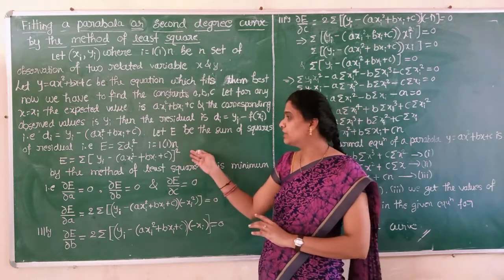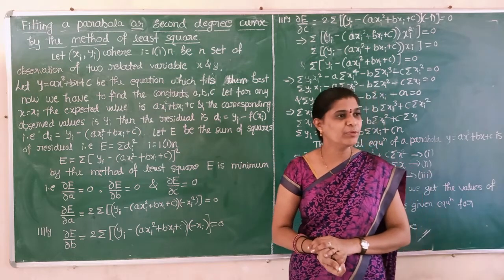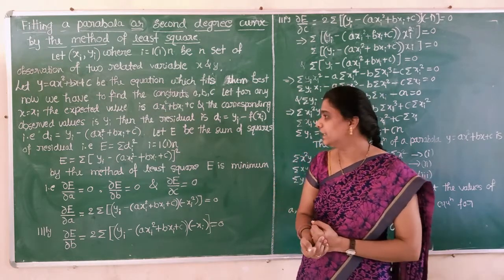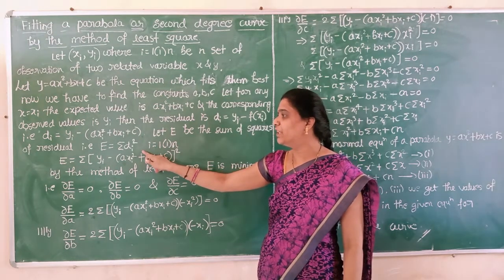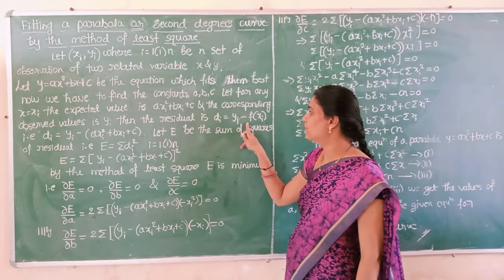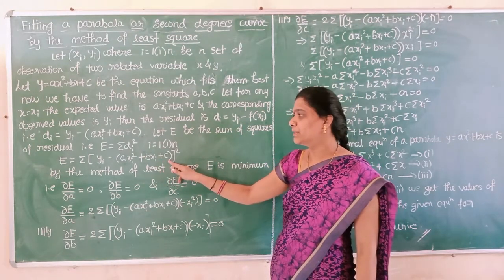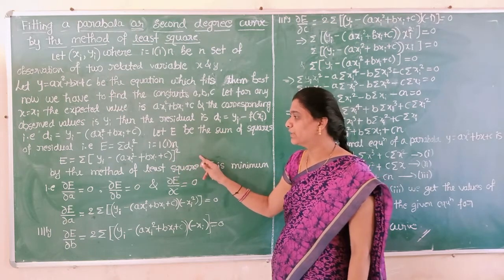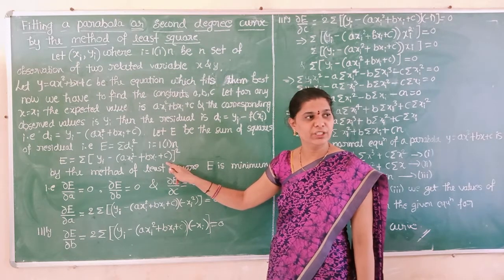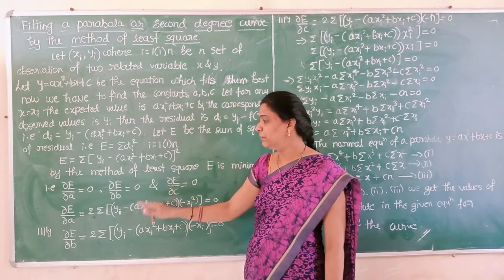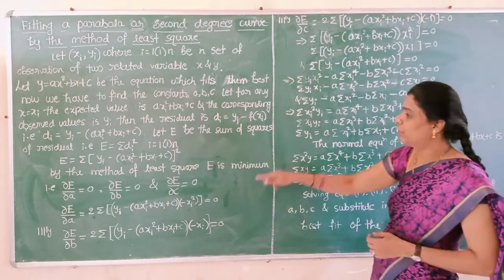Now what is the value of E? E is the sum of the squares of the residuals, that is the sum of di². You know the value of di is yi − (axi² + bxi + c), the whole squared. Since E must be minimum, we differentiate this partially with respect to a, with respect to b, and with respect to c. We get these three equations.